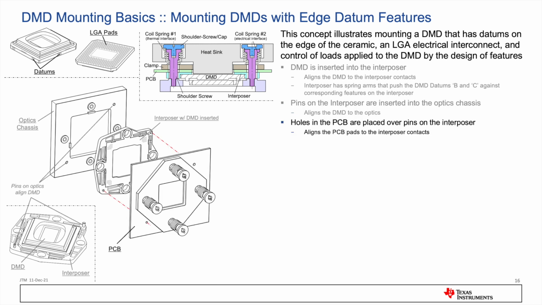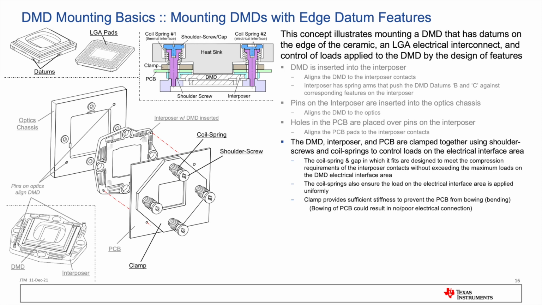The holes in the PCB are placed over pins on the interposer to align the PCB pads to the interposer contacts. The DMD interposer and PCB are clamped together using shoulder screws and coil springs to control the loads applied to the DMD electrical interface. The coil spring and gap in which it fits are designed to meet the compression requirements of the interposer contacts without exceeding the maximum limits on the DMD electrical interface area. The coil springs also ensure the load on the electrical interface area is applied uniformly. The clamp provides sufficient stiffness to prevent the PCB from bowing. Bowing of the PCB can result in electrical connection issues.